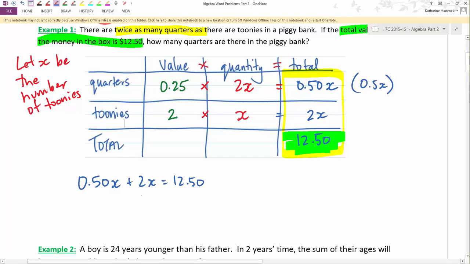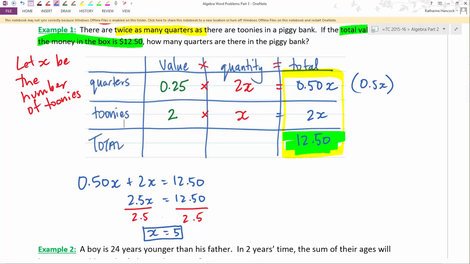So 2x plus 0.5x is going to give us 2.5x. I want x by itself. Right now it's squished together with the 2.5, which means multiply. I'm going to undo the multiplying by dividing both sides by 2.5. And when I do that, I get that x equals 5. And remember, x was the number of toonies. So we found out that we have 5 toonies.